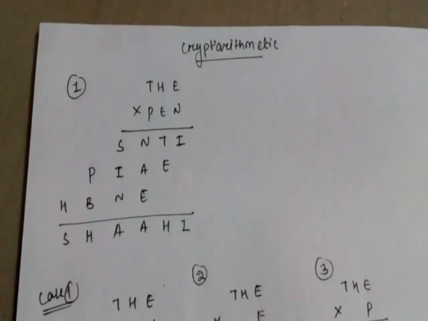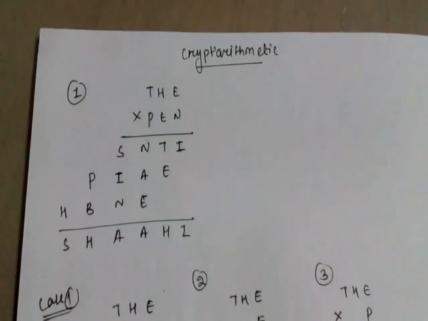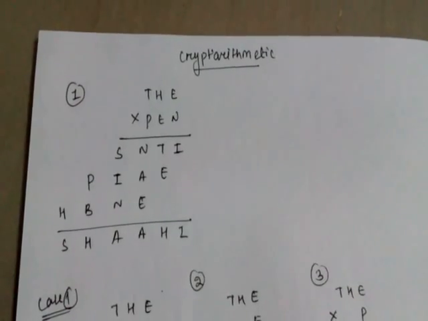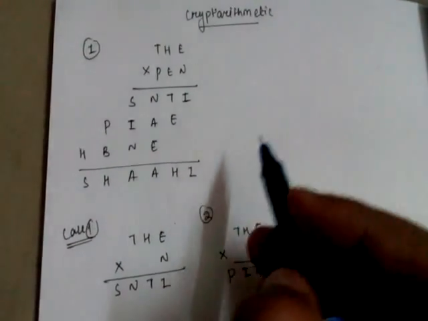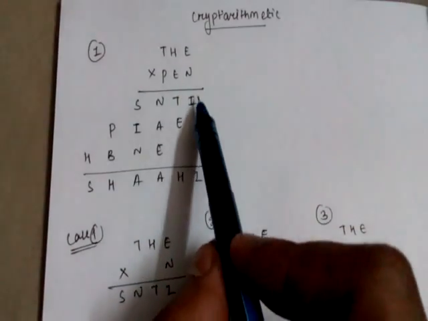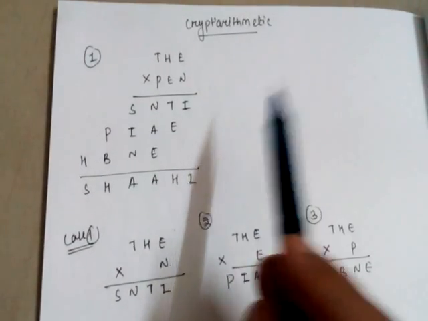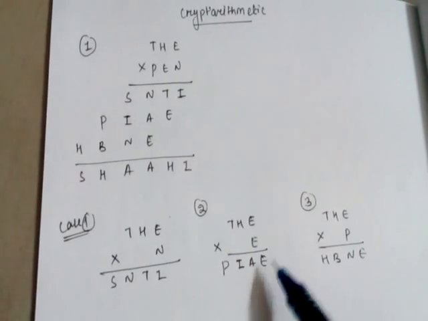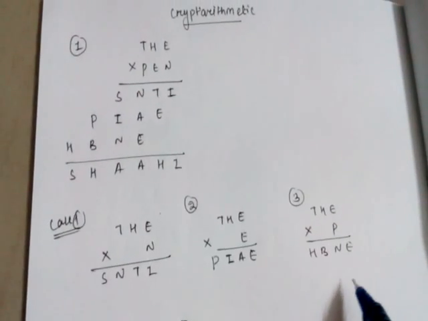THE into PEN, it gives SNTI PIAE HBNE. Then the final output is SHAAHI. So first of all we divide it into three sections. This is THE into N, it gives SNTI. Then THE into E, it gives PIAE. And third, THE into P, it gives HBNE.